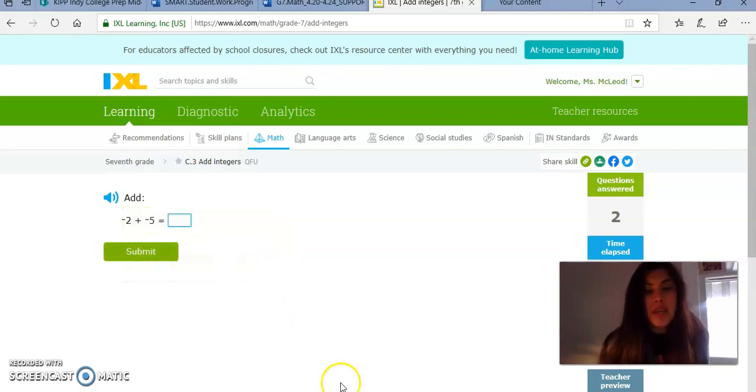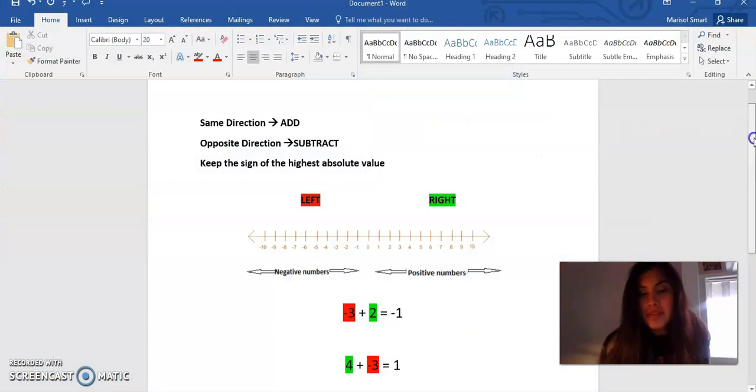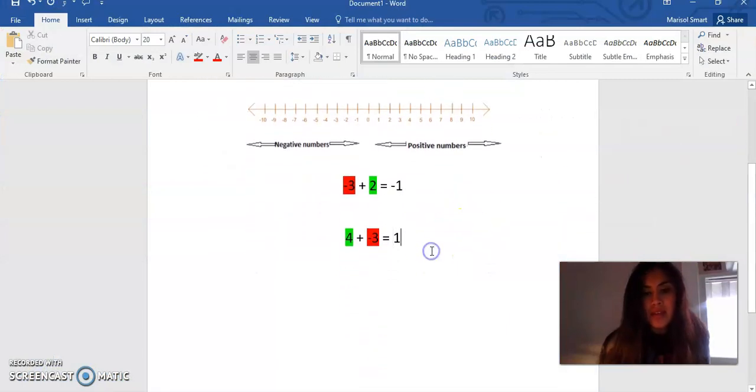Now I have -2 plus 5. Going back to my little key points over here to help me. And then I'm like Dory, I have short-term memory. Oh my, -2 plus -5. Okay, -2 plus -5.